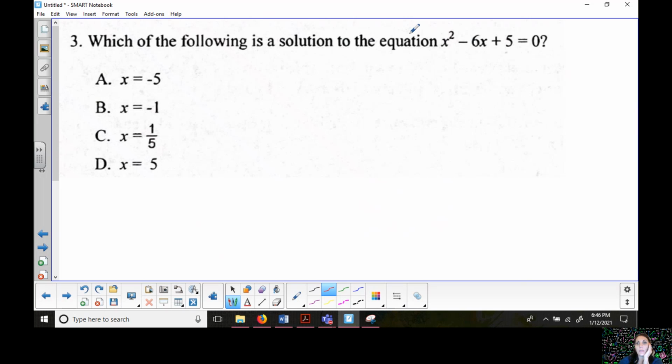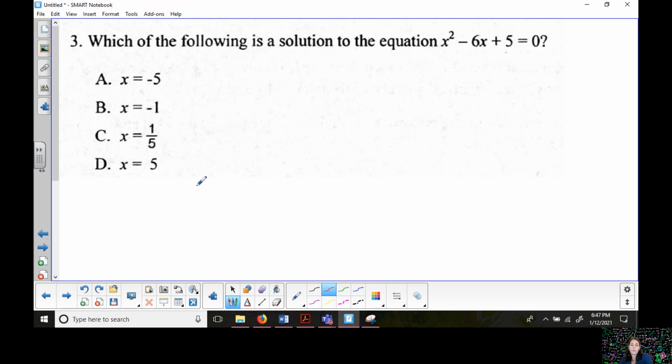Okay, which of the following is a solution to this equation? This is a very good one. Okay, this exponent here, the 2, that means that this is a quadratic. That means that this problem actually has 2 solutions. They're only asking us to find one.